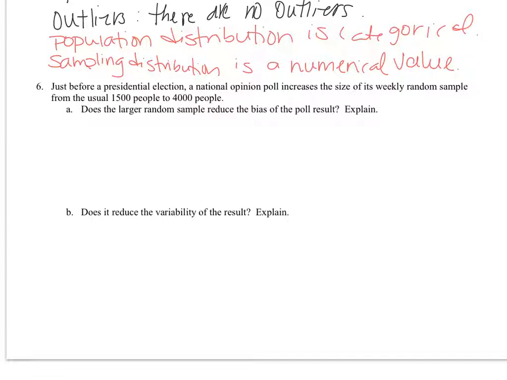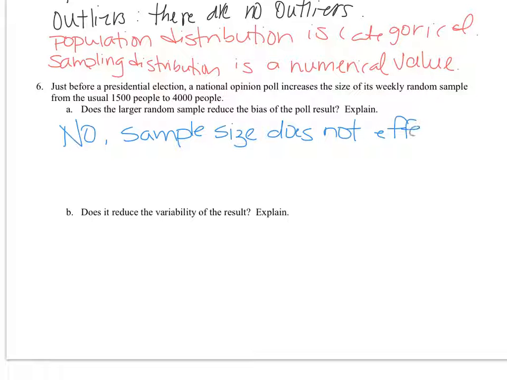So number 6, just before a presidential election, a national opinion poll increases the size of its weekly random sample from the usual 1,500 people to 4,000 people. Does a larger sample size reduce the bias of the poll result? So again, big fat no, because you can never change bias. Sample size does not affect bias. So anytime you have that question, it's always no. Does it reduce the variability? The answer is yes. Increasing sample size reduces variability.